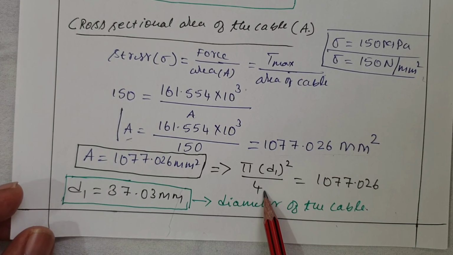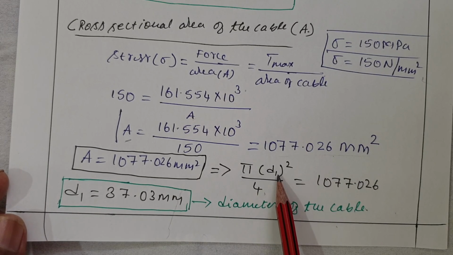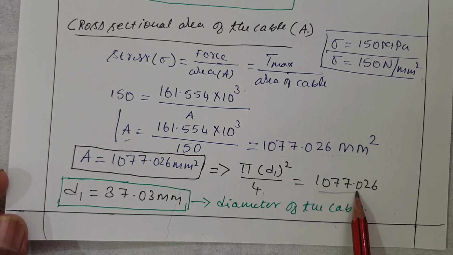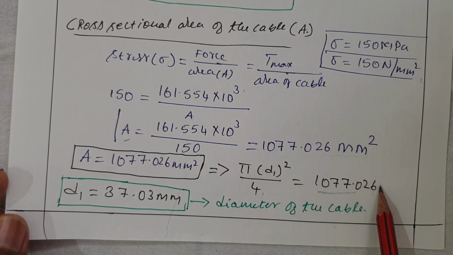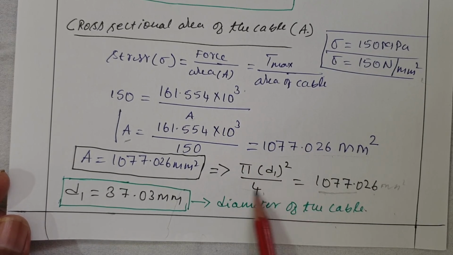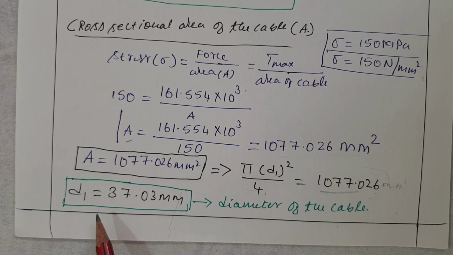So in order to get the diameter, we know the area of the cable is pi d square by 4, because it is in a circular form. I am considering the diameter of the cable as d dash. Okay, so we know the area as 1077.026 millimeter square. From this equation, the unknown is d dash, which you came to know as d dash equal to 37.03 millimeter. Okay, there ends your problem. It is very simple. If you know the concept, these problems are very simple.